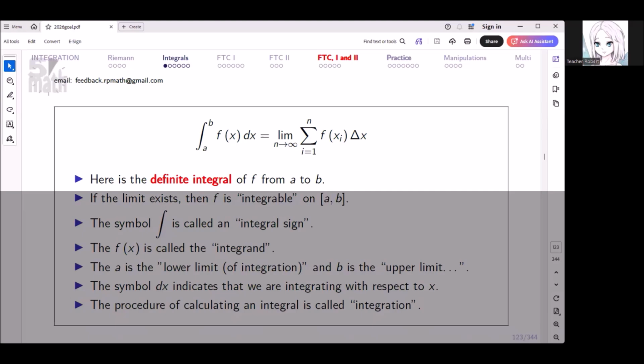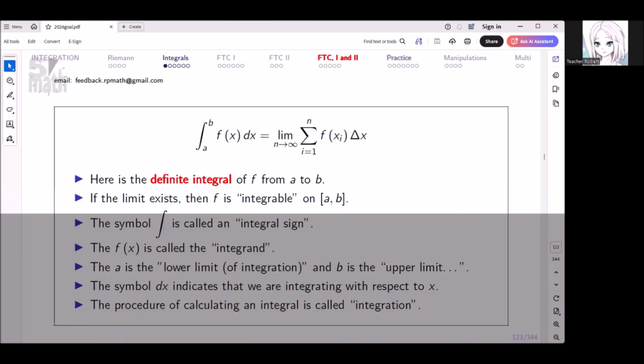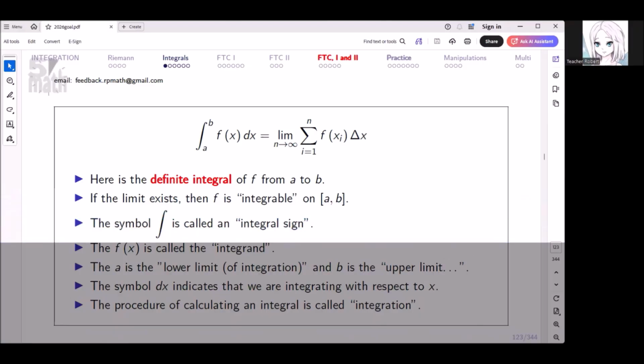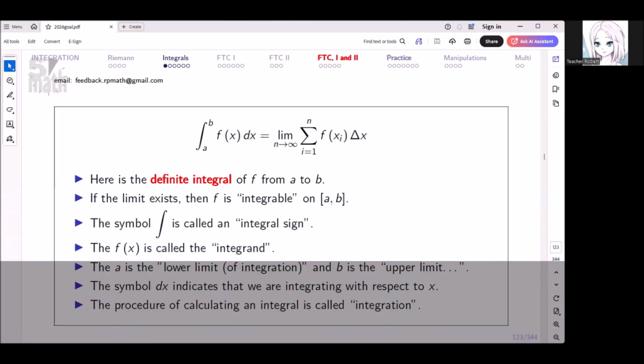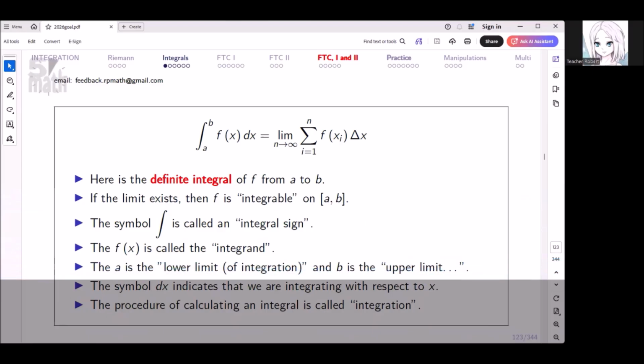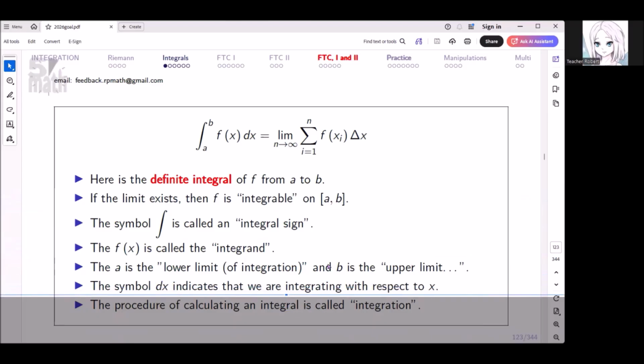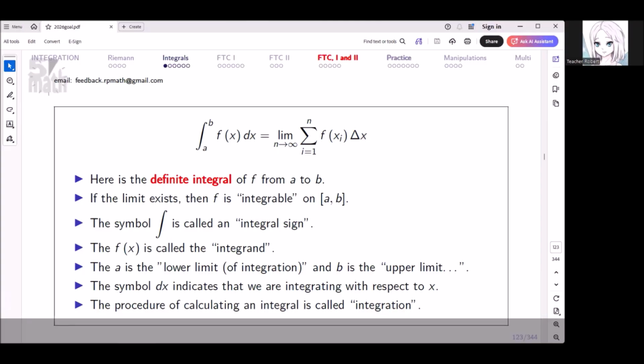Here is the definite integral of f from a to b. If the limit exists, then f is integrable on a to b. The symbol is called an integral sign. The f of x is called the integrand. The a is the lower limit of integration, and b is the upper limit. The symbol dx indicates that we are integrating with respect to x. The procedure of calculating an integral is called integration.